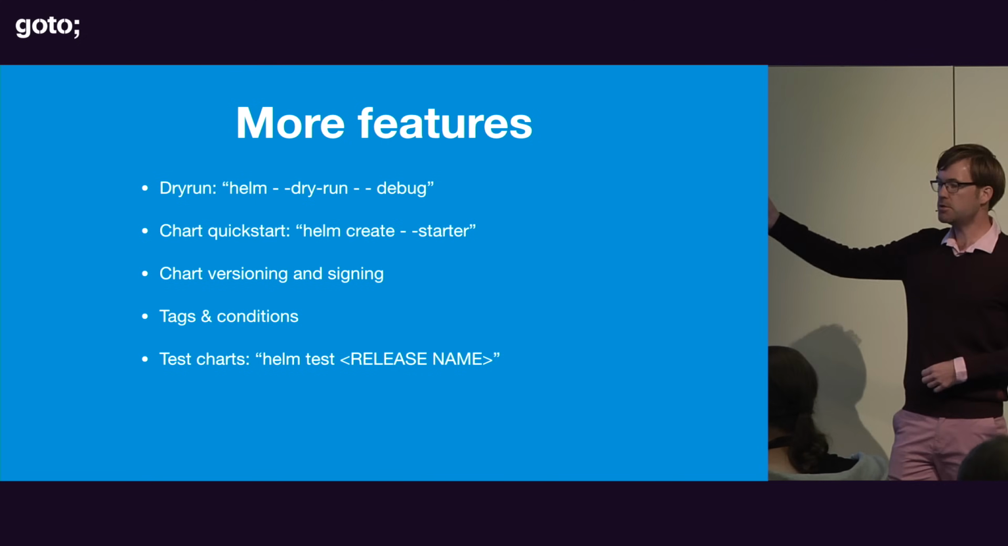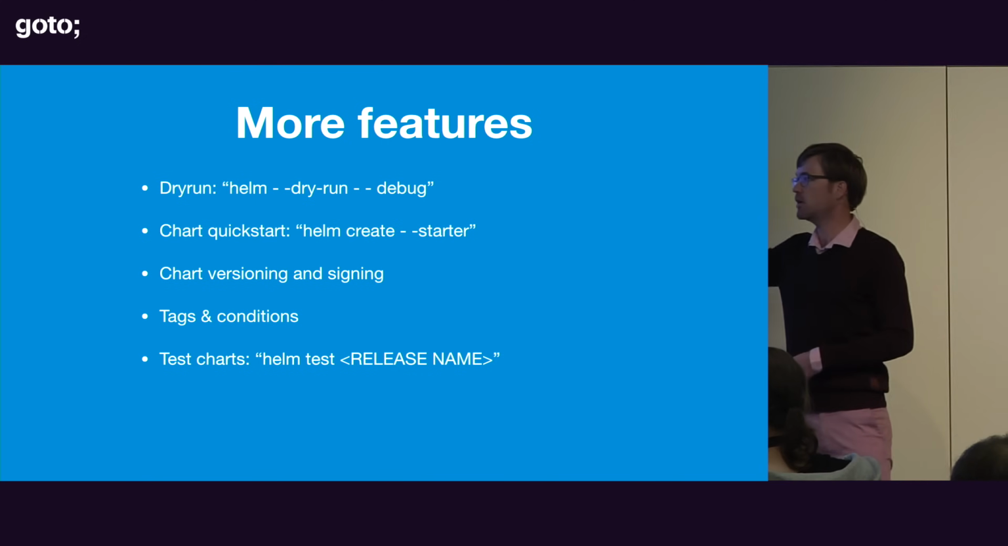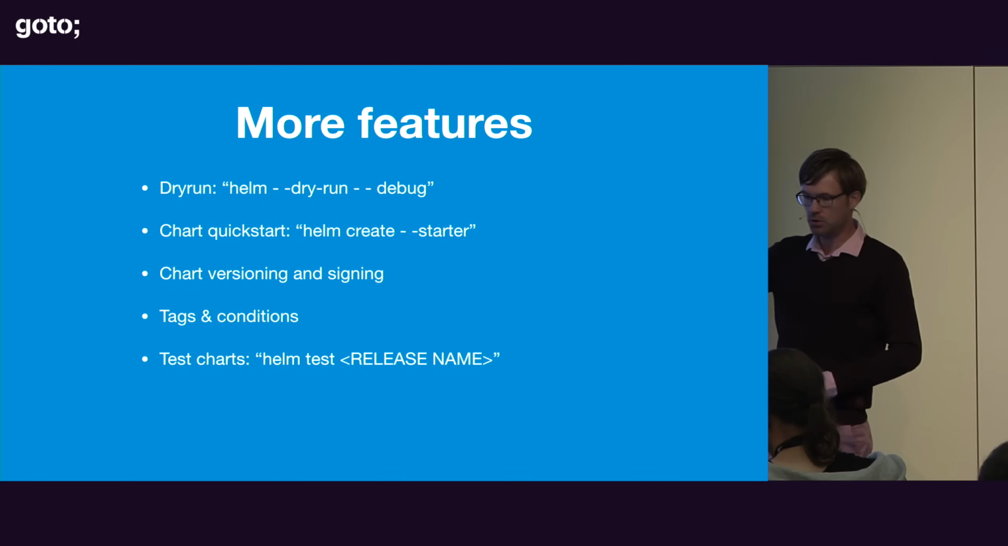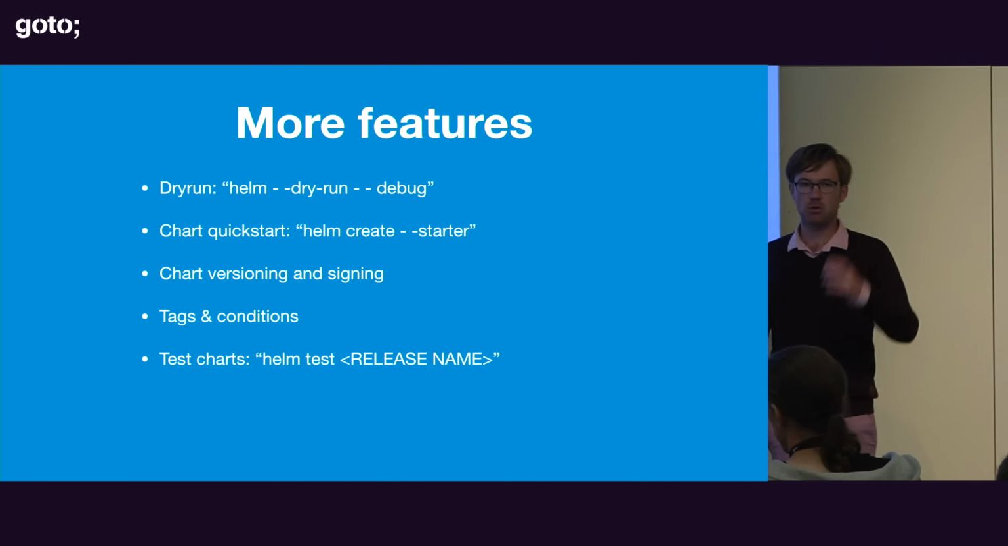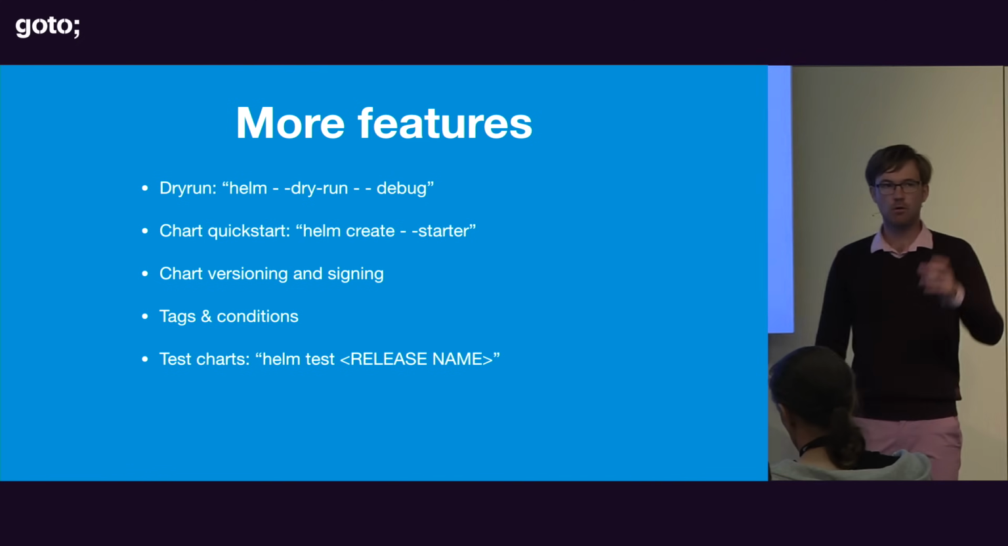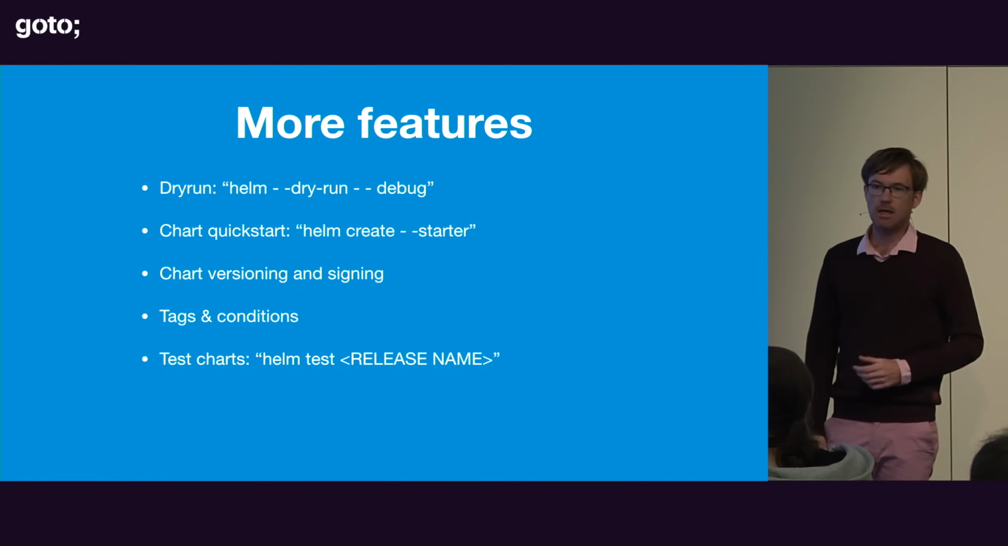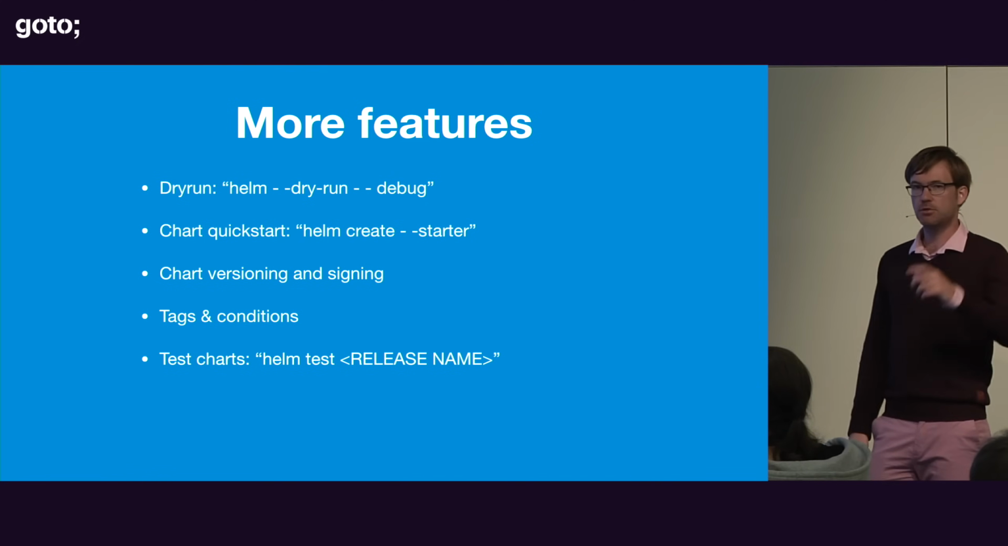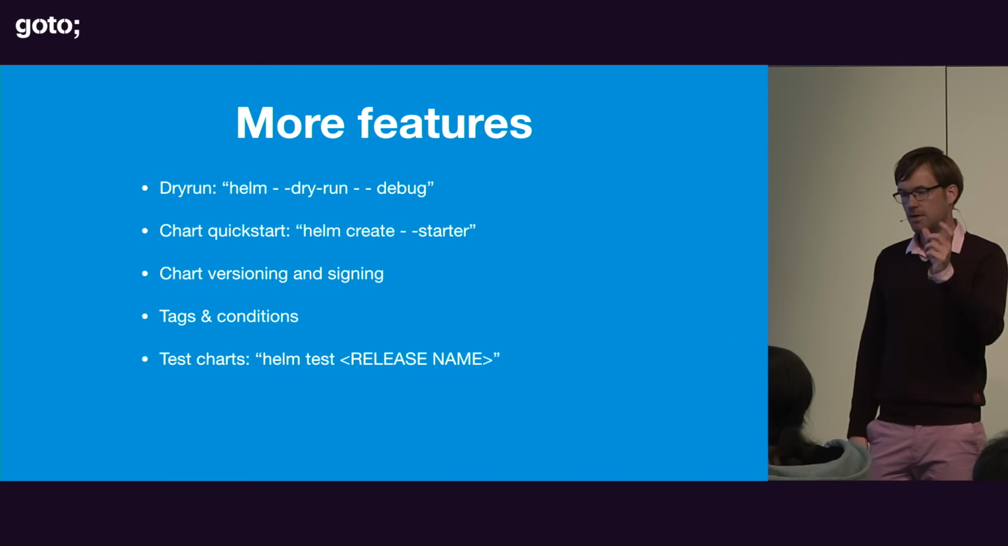I showed conditions already for specifying dependency. You can also have a more generic approach that is called tags. So you can have a list of tags, for instance, front end. It could be a tag, and then if you have the front-end tag enabled, then all the dependencies with that tag will be deployed.